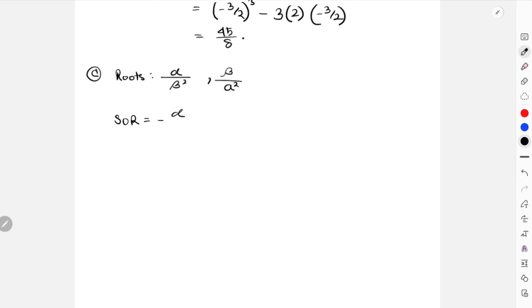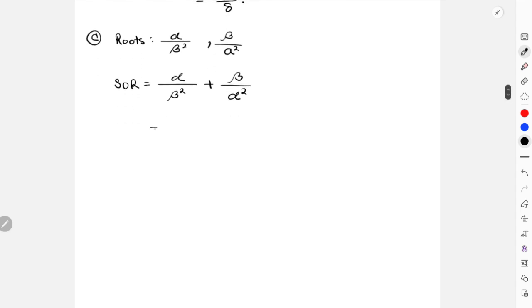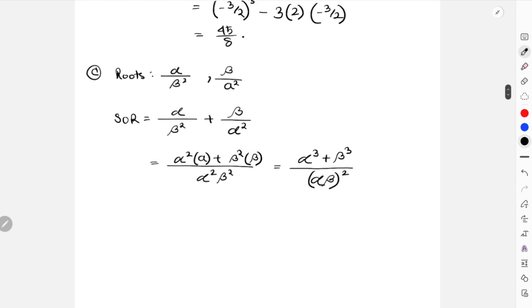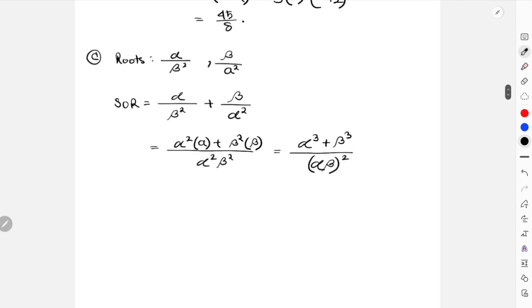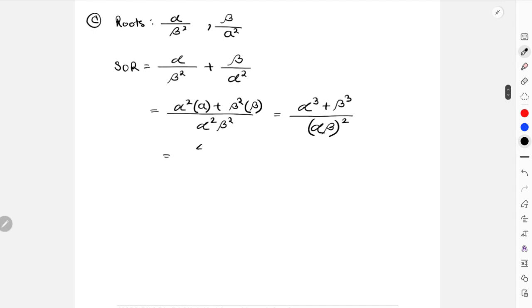Sum of roots is alpha over beta square plus beta over alpha square, which, if I take the denominator as a product, alpha square beta square, is going to be alpha square multiplied with alpha and beta square multiplied with beta, which is eventually alpha cube plus beta cube, over alpha beta whole square. Alpha cube plus beta cube was 45 by 8, and alpha beta, the product, was 2, so this is 45 by 8 divided by 2 square.